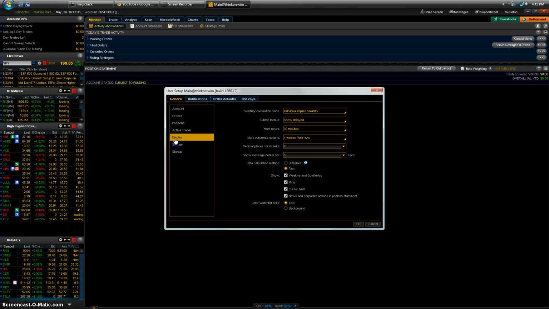Here's your display. You can choose to show messages. You can show here if you want to know the weekly options. If you do want to see the weekly and quarterly, you want to check it. Here's the minis, all that stuff. You can uncheck or select. I just have them all checked.